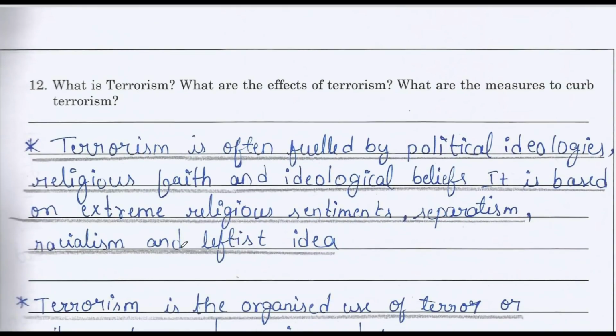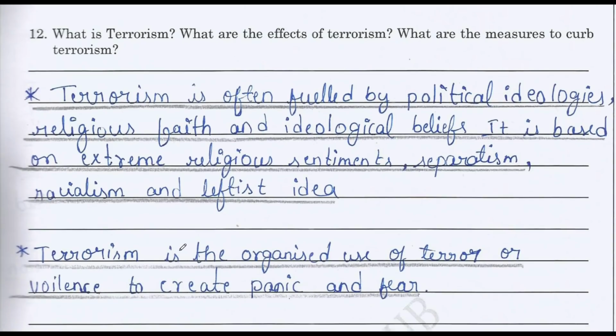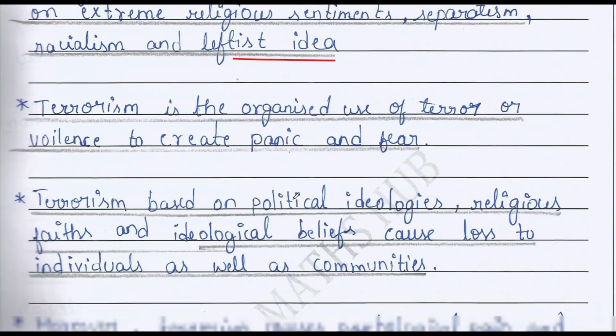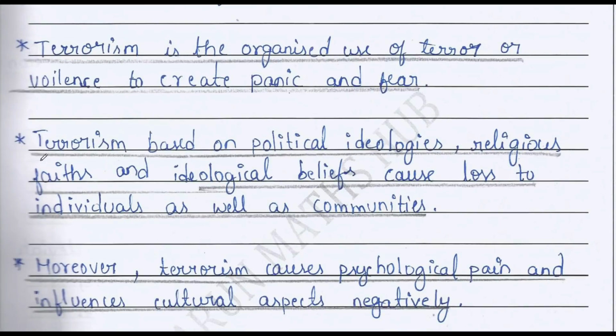What is terrorism? What are the effects of terrorism? What are the measures to curb terrorism? Terrorism is often fueled by political ideologies, religious faiths and ideological beliefs. It is based on extreme religious sentiments, separatism, racism and leftist ideas. Terrorism is the organized use of terror or violence to create panic and fear among the public.